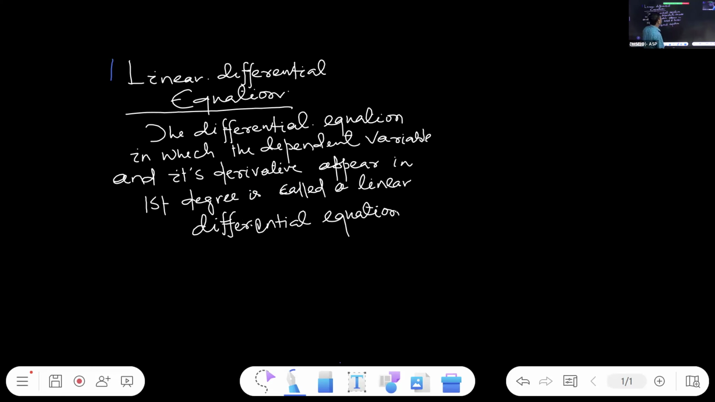If y is a function of x, then y is called a dependent variable, x is called independent variable. If in a differential equation, all the powers of y is 1 and power of dy upon dx is 1, then we can say that the differential equation is a linear differential equation. Is it clear, Vishnu? Is it clear? So linear differential equation means the power of the dependent variable and its derivative should be equal to 1.